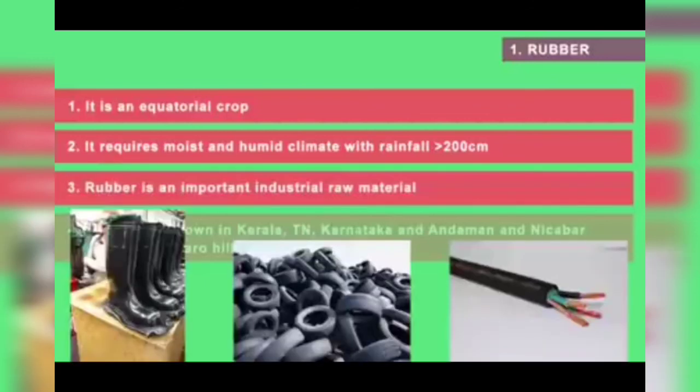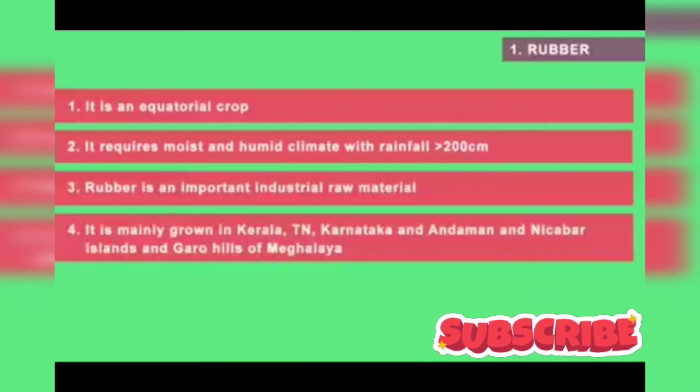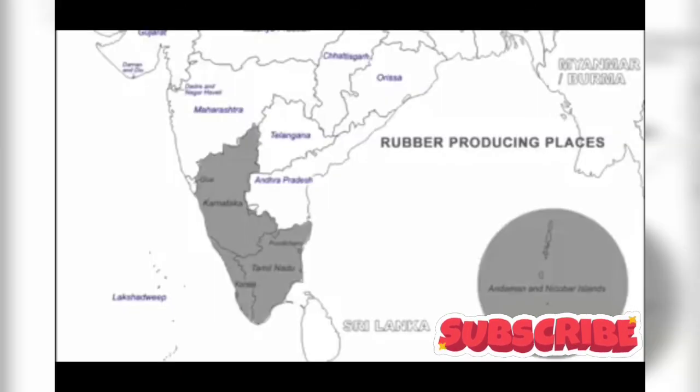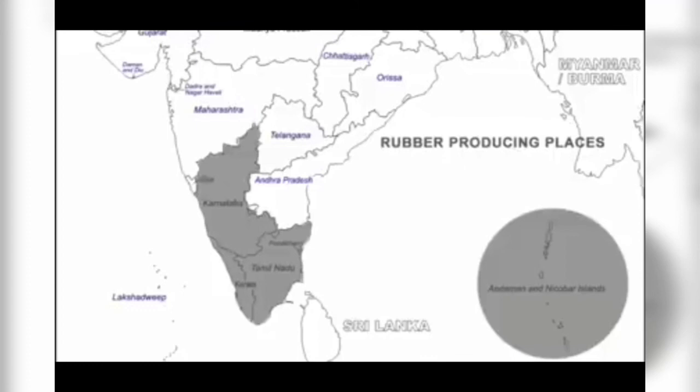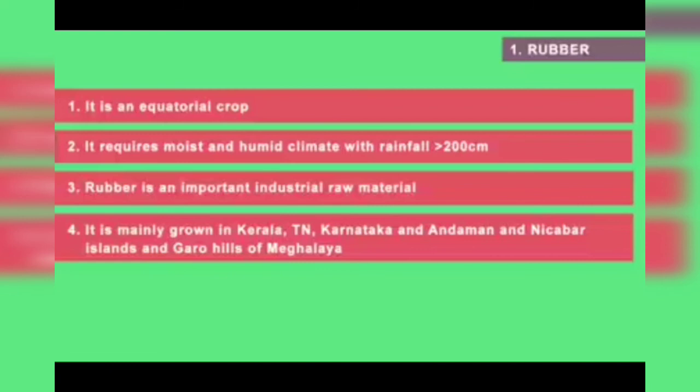We all know that rubber is an important industrial raw material. So the states in India that grow rubber are Kerala, Tamil Nadu, Karnataka, Andaman and Nicobar Islands, then Garo Hills of Meghalaya. So notice all of these places receive heavy rainfall and they are also very humid. So where there is humidity, moisture will be high. So this was all about rubber.